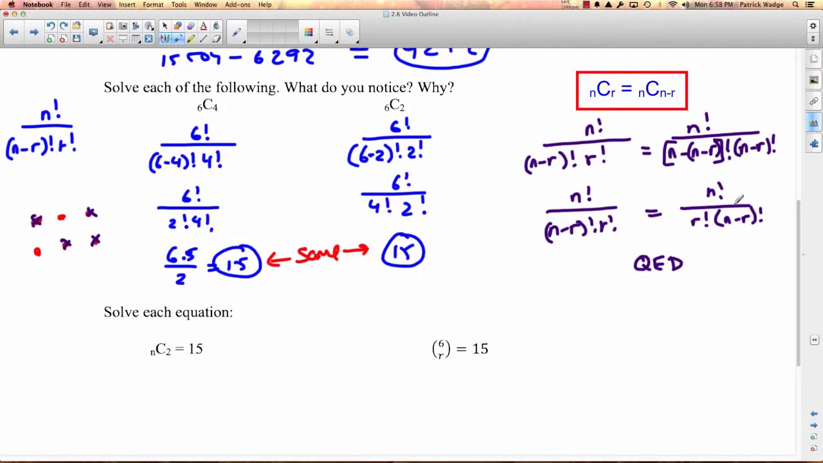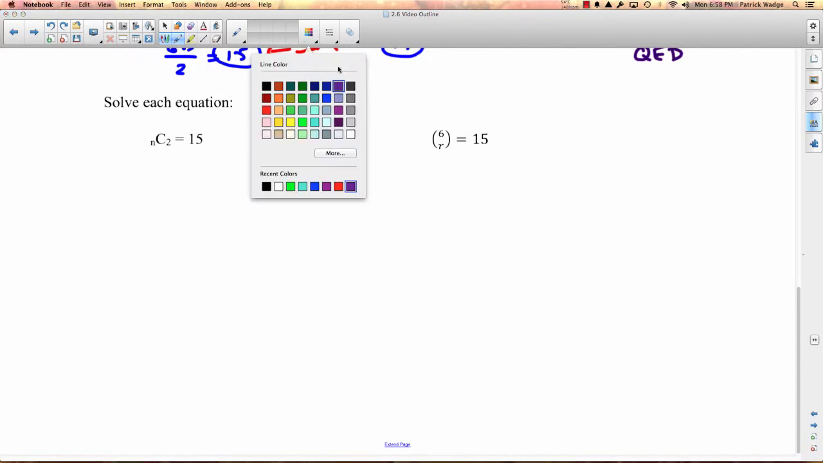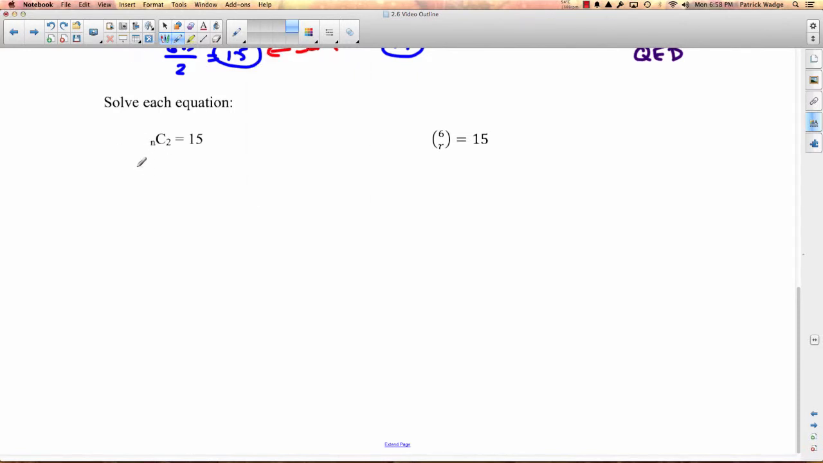All right, last question. Solve each equation. So again, what I would do if I was doing this, and I am doing it right now, is I would write this using the combinations formula. So this would equal n factorial over n minus 2 factorial times 2 factorial, and it has to equal 15. Now, since I have an n factorial on top and an n minus 2 factorial on the bottom, do you remember how I can rewrite this so I can cross some stuff out?